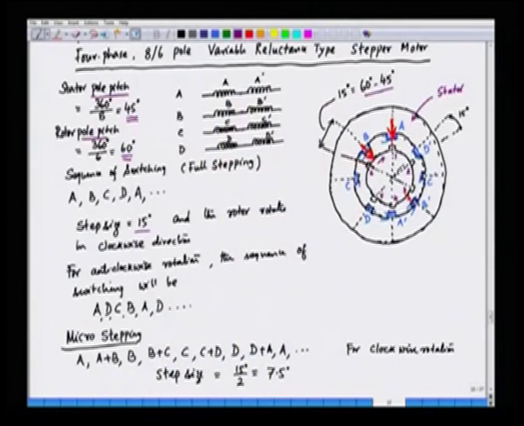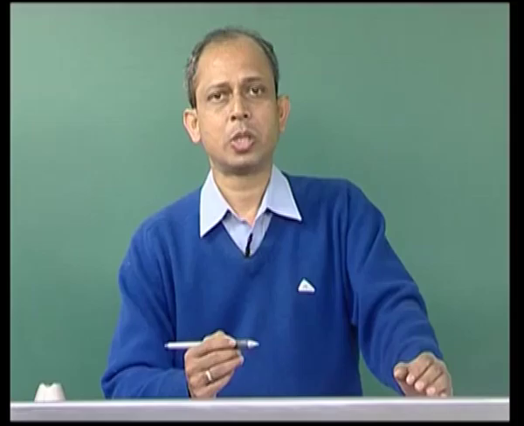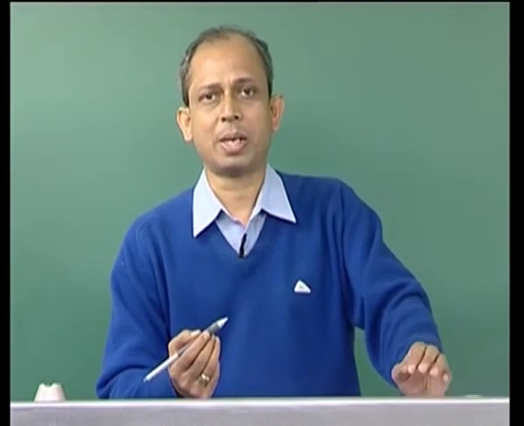The sequence of switching is A, then A is switched off, then B is switched off, then C is switched off, then D, and so on. So, this goes in this cyclic fashion, and the sequence of the switching here is A, B, C, D, and A again. Now, in a variable reluctance type stepper motor, the direction of current does not really matter.